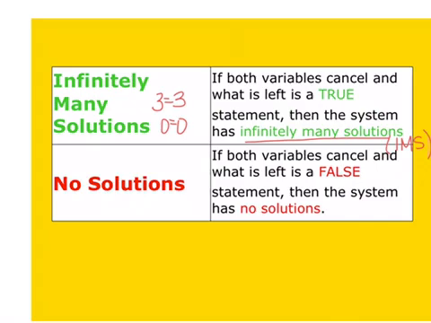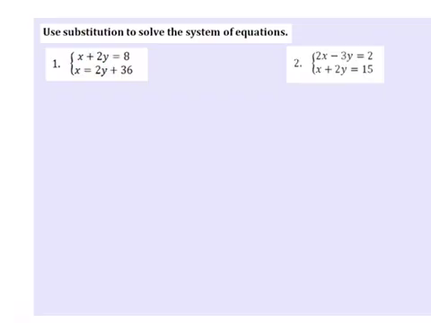If both variables cancel and what is left is false, then we say it has no solutions. So if you end up with 3 equals 5 or 2 equals 0, we know that those things are false. They don't equal each other. So then we would write no solutions.